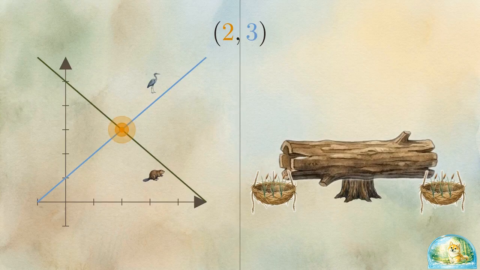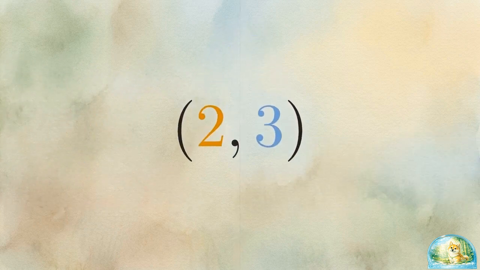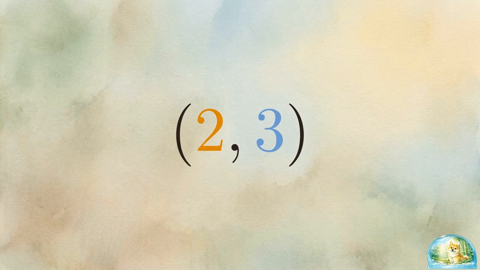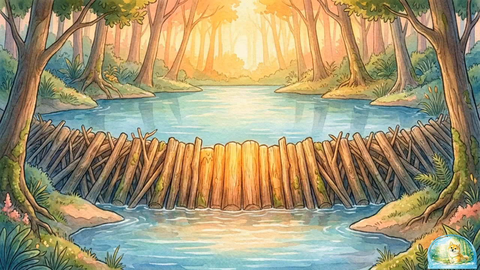Whether we trace the intersecting paths on a graph or isolate the variable on an algebraic scale, we arrive at the exact same coordinate. Both methods locate the point where the system's shared constraint is perfectly balanced.